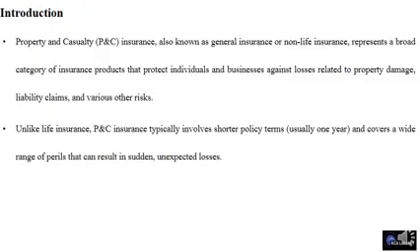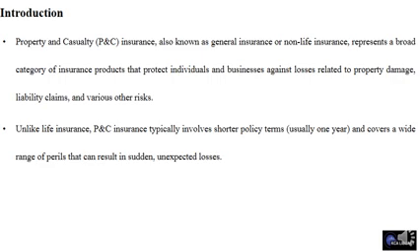Introduction: property and casualty, that is P&C insurance, also known as general insurance or non-life insurance, represents a broad category of insurance products that protect individuals and businesses against loss related to property damage, liability claims and various other risks. The aim is to protect individuals and businesses against losses related to property damage, liability claims and various other risks.